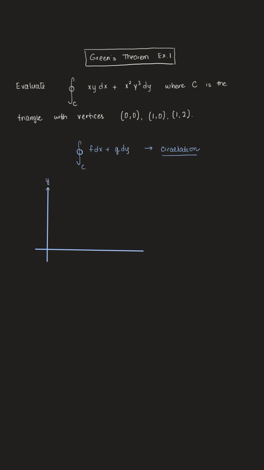So here's our y-axis and our x-axis. Also note, before I go on, that this problem is a two-dimensional problem. That is really important. Green's theorem only applies to vector fields that have two components, and our curve and region are in the xy plane. Okay, so our vertices are (0, 0), (1, 0), and (1, 2). So we have this triangle as our curve.